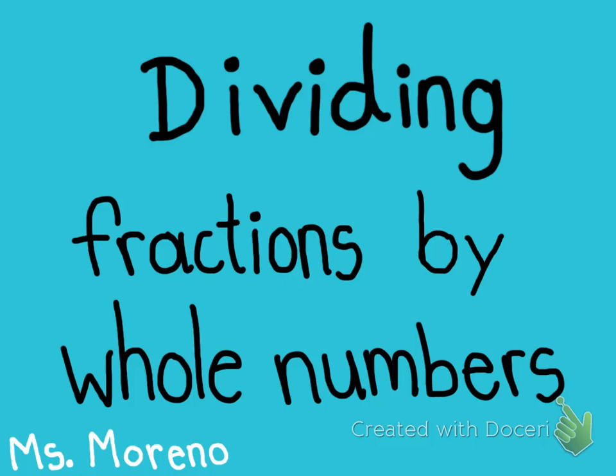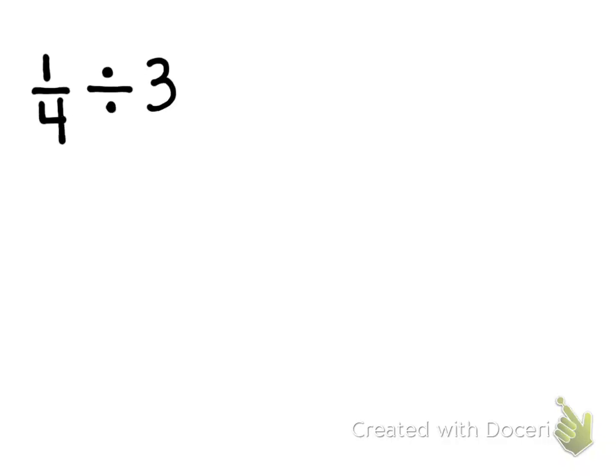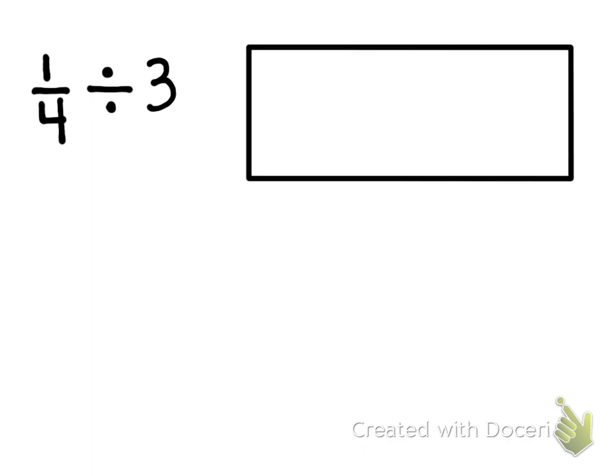Today we will be dividing fractions by whole numbers. So let's get started. I'm going to start with 1/4 divided by 3. So again, my fraction here is 1/4. So I'm going to draw a unit, and I'm going to partition my unit into 4 equal parts because my fraction 1/4 is telling me to divide this into 4 equal parts.